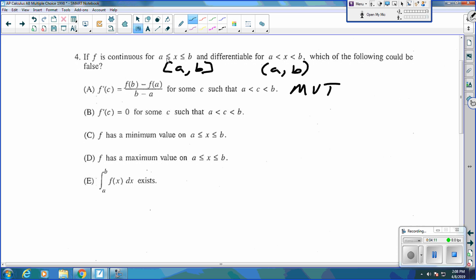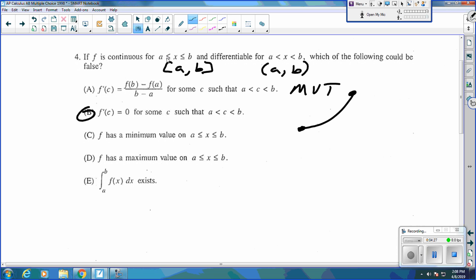F prime of c is 0. Guys, that is absolutely false. I could easily draw a curve that's differentiable a to b. How about this? That curve is differentiable a to b. That has no zeros. It's always increasing. So the answer's got to be B.